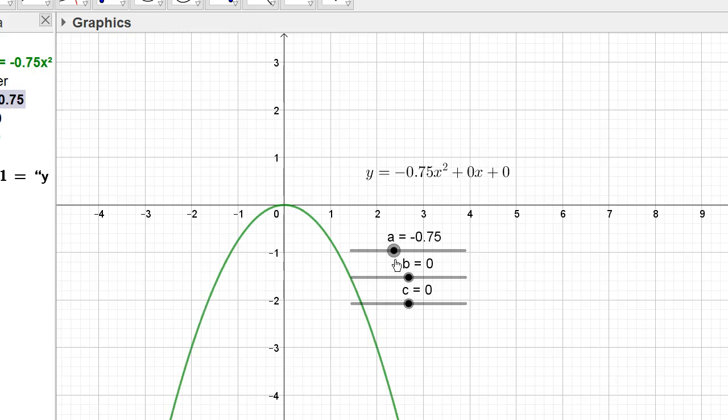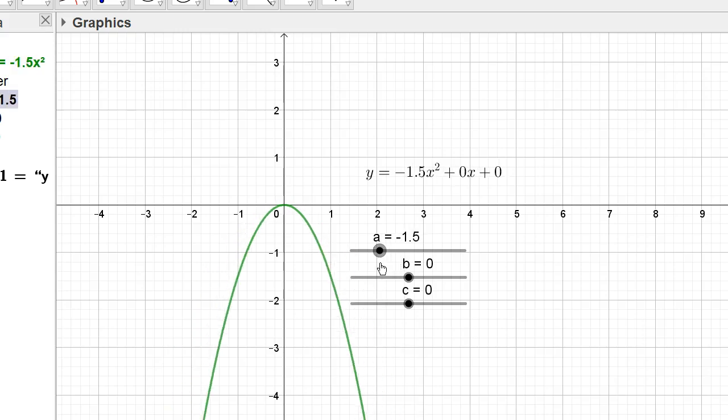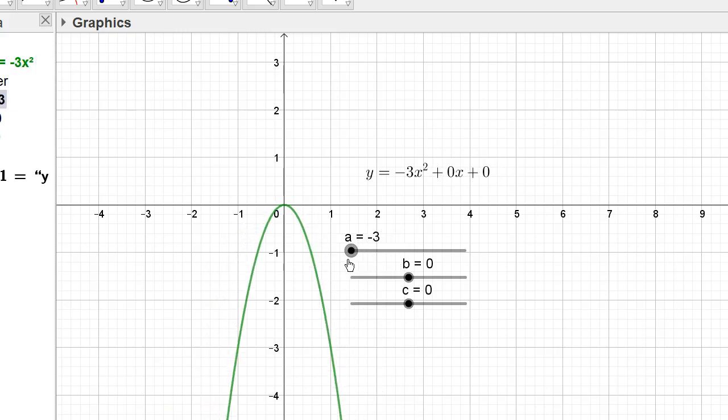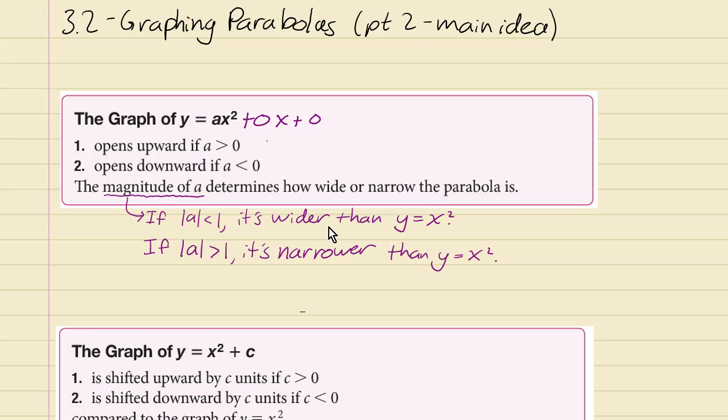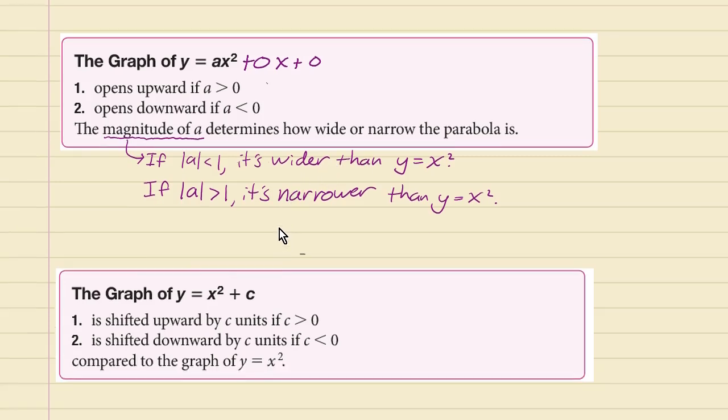And if a is negative, it ends up going upside down. And then the same thing, the further away from 0 that a gets, so if you have lesser negative numbers, it gets steeper that way too. So hopefully you notice that. That's kind of what a does.